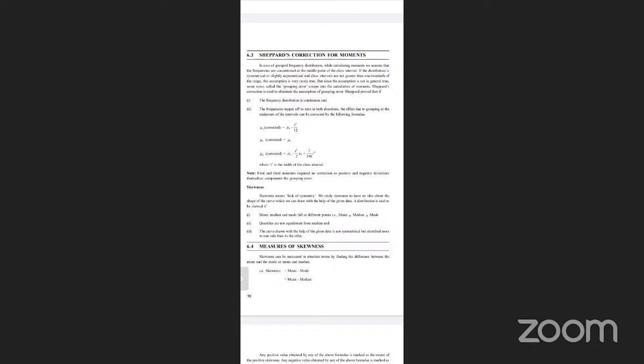Note, first and third movements required no correction as positive and negative deviations themselves compensate the grouping error. Okay, so these are the Sheppard's corrections on moments.